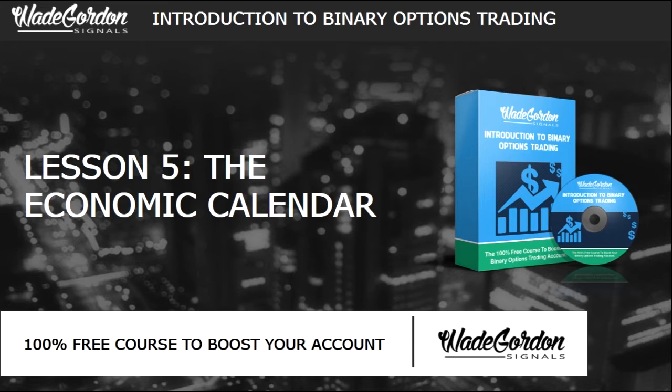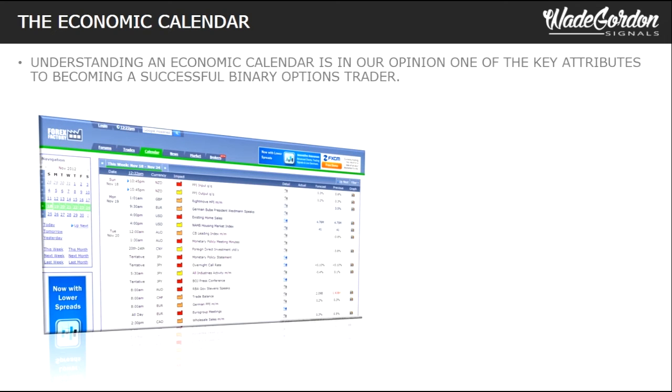In the last lesson we covered the concepts of risk-on and risk-off sentiment. In this tutorial we will cover how to understand the economic calendar, a tool which gives us an idea of which direction specific assets are more likely to move based on released economic data. Understanding an economic calendar is, in our opinion, one of the key attributes to becoming a successful binary options trader. Economic calendars are a free resource widely available online.